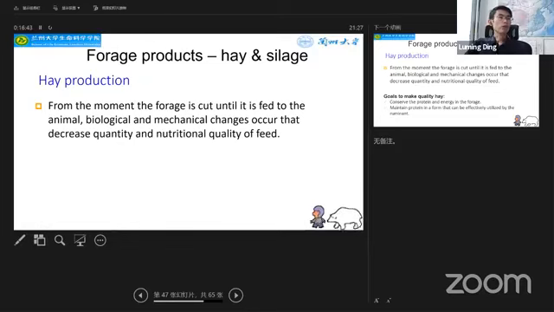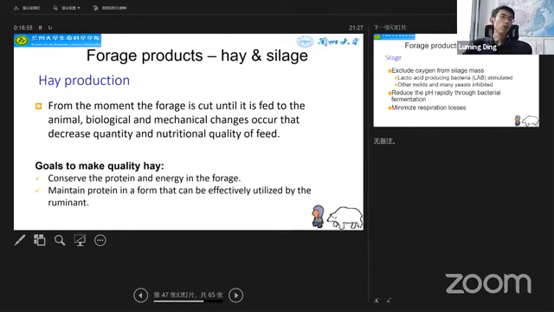In hay production, from the moment the forage is cut until it is fed to the animal, biological and mechanical changes occur that decrease the quantity and the nutritional quality of feed. Therefore, the goal of making quality hay is to conserve the protein and energy in the forage and maintain the protein in a form that can be effectively utilized by the ruminant.